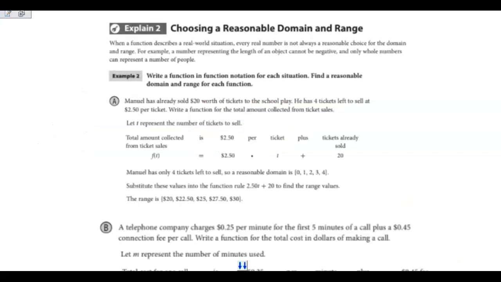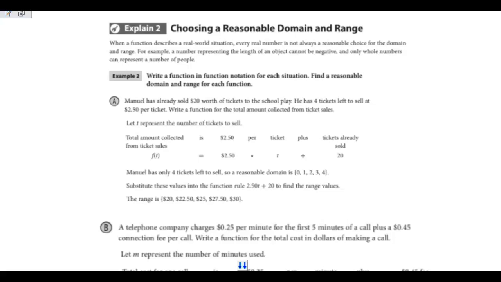We can choose a reasonable domain and range. When a function describes a real-world situation, every real number is not always a reasonable choice for the domain and range. For example, a number representing the length of an object cannot be negative, and only whole numbers can represent a number of people. You'll never see halves or negative numbers for the number of people.